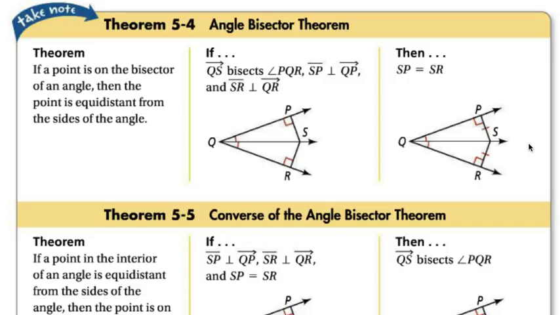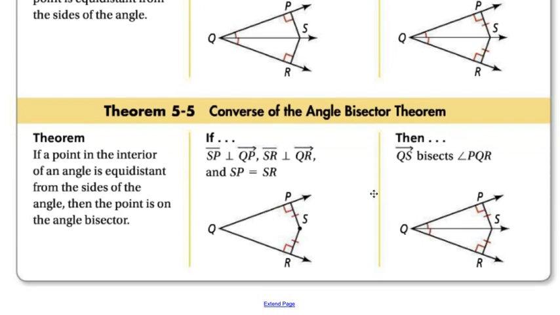The angle bisector theorem says if you have an angle bisector, ray QS, and it bisects an angle and it's perpendicular to two points, to point P and to point R, then what happens is the length of SP and the length of SR are equal. Okay, they're equal distance from those points where it's perpendicular on the sides of the angle.